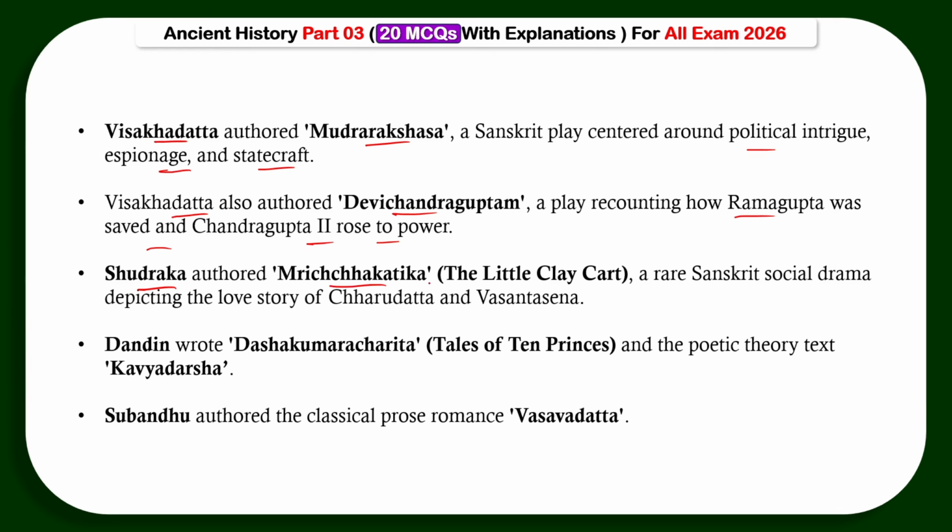Shudraka authored Mricchakatikam, the Little Clay Cart, a rare Sanskrit social drama depicting the love story of Charudatta and Vasantasena. Dandi wrote Dashakumaracharitam, tales of ten princes, and the poetic theory text Kavyadarsha. Subandhu authored the classical prose romance Vasavadatta.